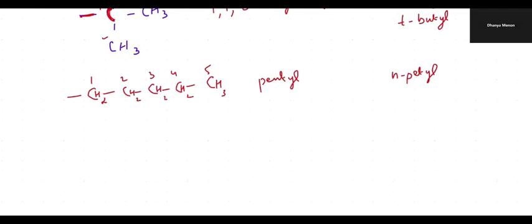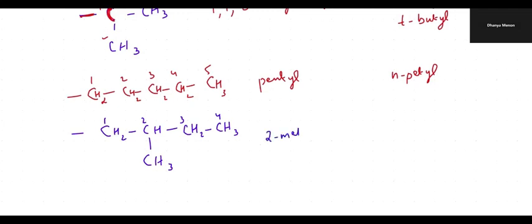We can also make it in the form of branching. CH3. Okay, so 1, 2, 3, 4. So at the second position, we have 2-methyl, and how many carbon atoms are there? 4 carbon atoms, numbered 1, 2-methyl butyl. Now here, the common name: here also at the second position there is a methyl group, so 2-methyl. So this is also called what? Isopentyl.